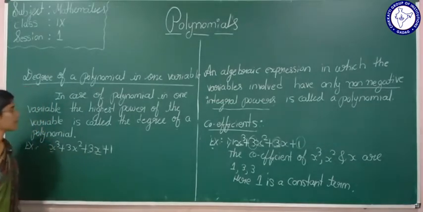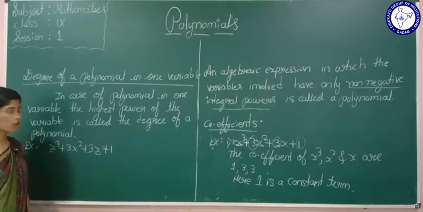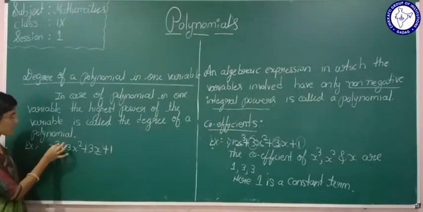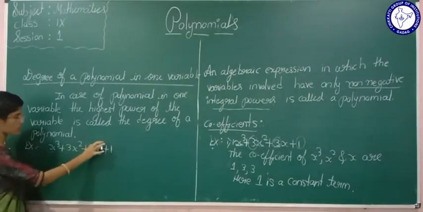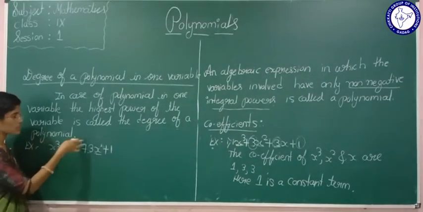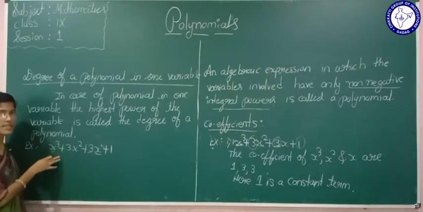Now see here, if I ask you what is the degree of this polynomial, so what you will do? See here, what is the highest power of the variable? Here 3 is there, 2 is there, 1 is there. Which is the highest here? Whether 3 is highest or 2 is highest or 1 is highest? 3 is highest. The degree of this polynomial is 3.